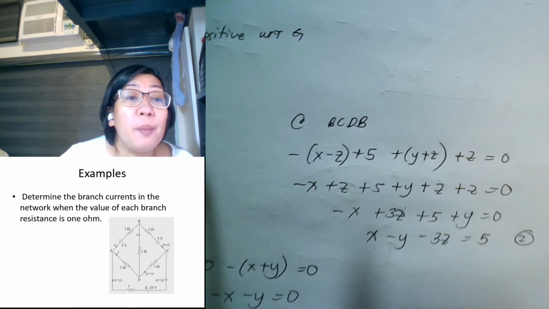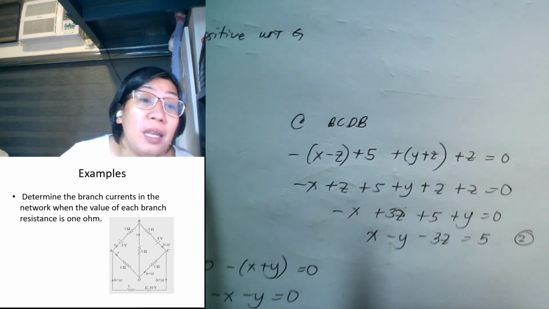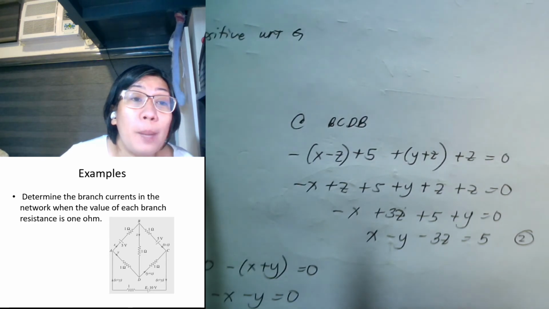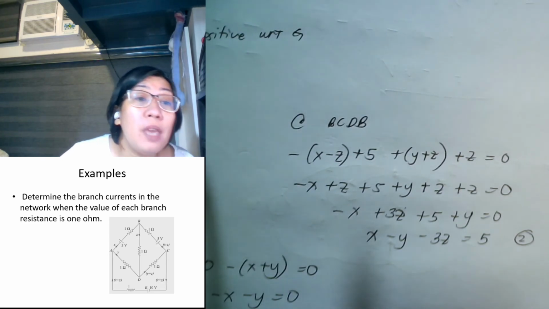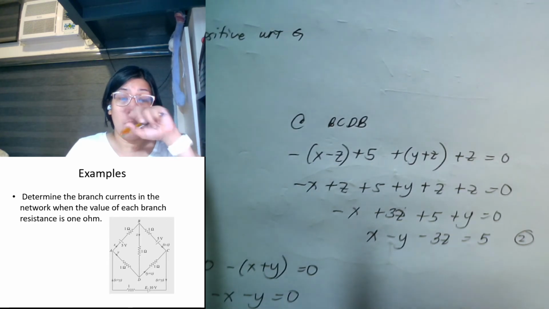So, you have there minus. This is your X minus Y. So, therefore, you have minus X minus Y. Look at the direction. So, you have plus 5. This is Y plus Z. So, this is entering, this is leaving. So, therefore, you will leave at the positive terminal. So, you have plus Y plus Z. And then, we have here plus Z. Okay? So, that is equal to 0.